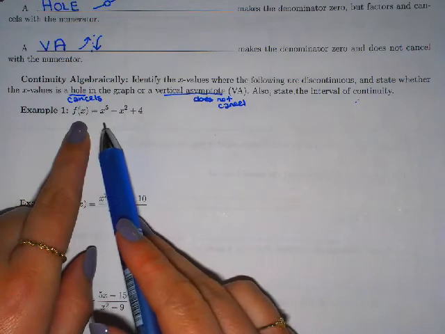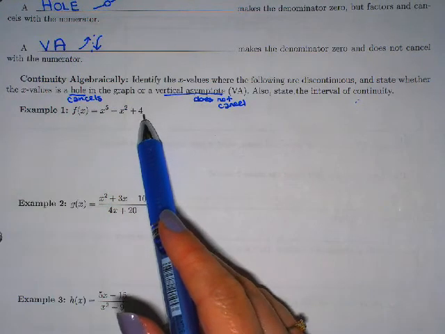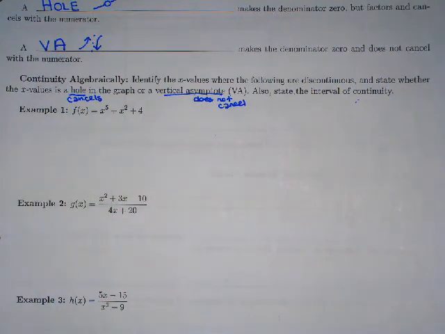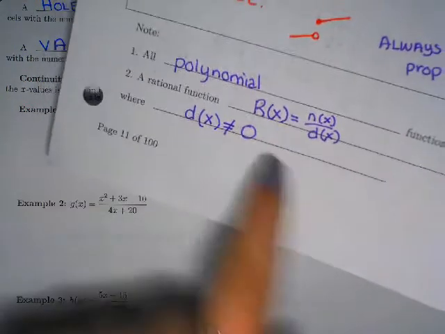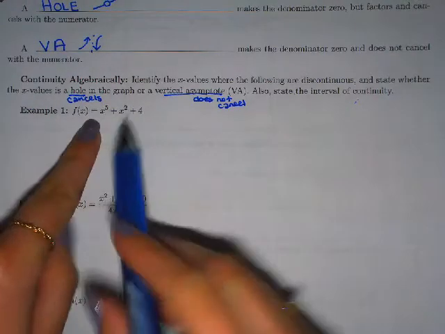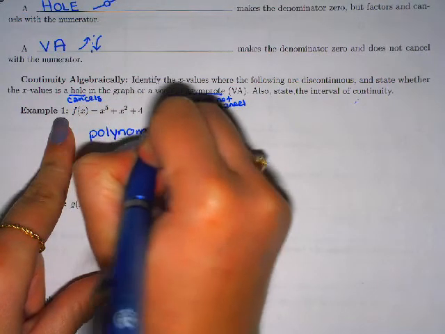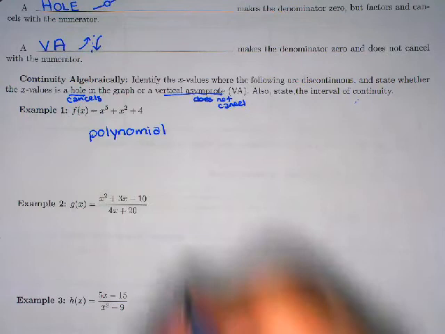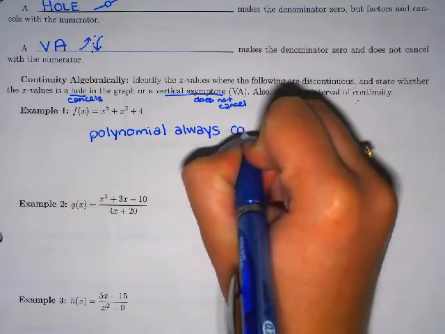So looking at this first function, we have f of x is x to the 5th plus x squared plus 4. So this is our polynomial function that we talked about. We said polynomials are continuous everywhere. We said it at the bottom of our page before. We said polynomials are continuous everywhere and rational functions are continuous as long as the denominator is not 0. So this is a polynomial. Nothing can make us divide by 0 because there's nothing in the denominator. There is no denominator. Polynomials are always continuous.